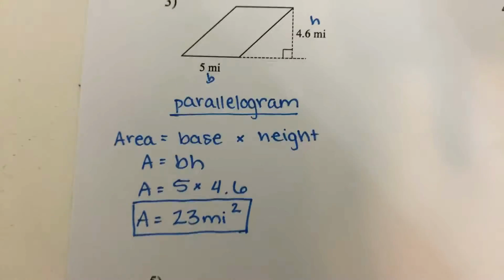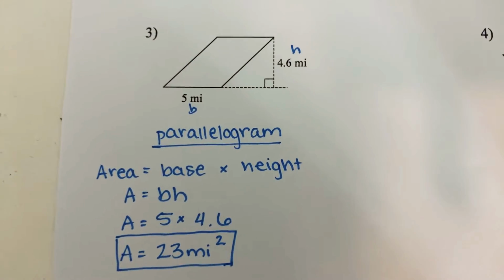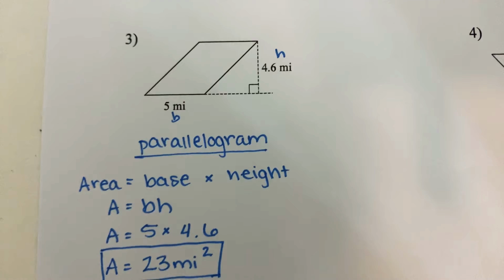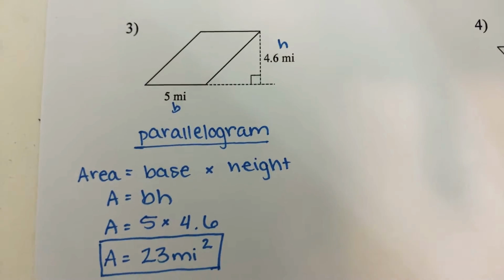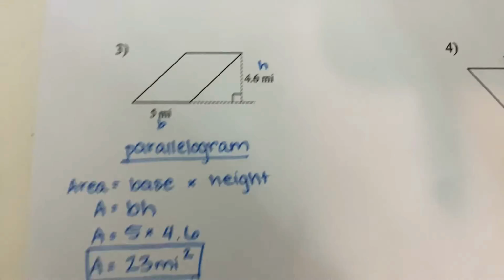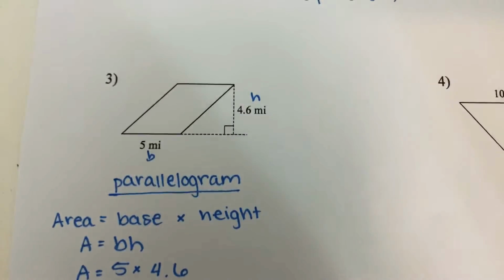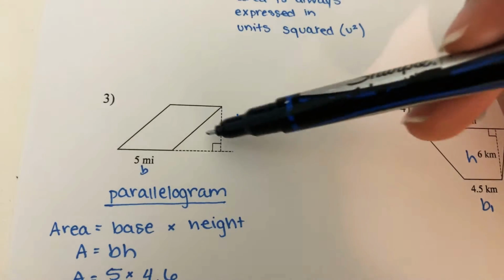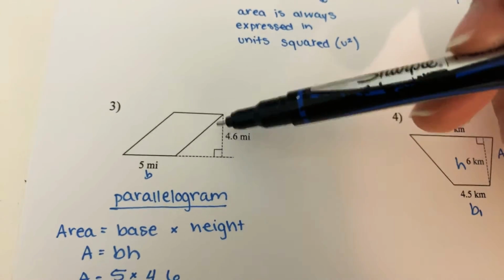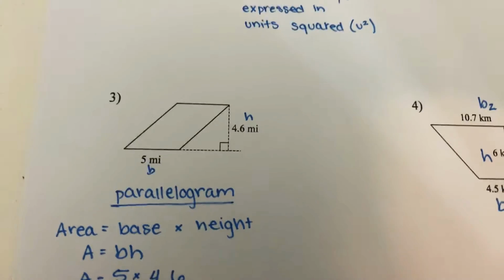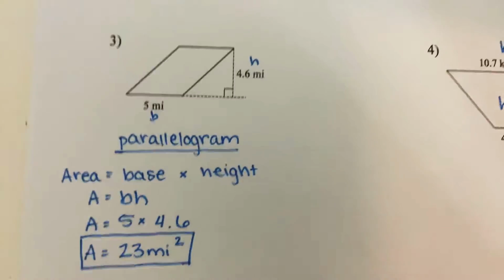For a parallelogram, the formula is the exact same. Base times height. Now, you notice that the height is not actually part of the parallelogram, right? They have extended that side, and then they've drawn a line, a perpendicular line, to represent the height.